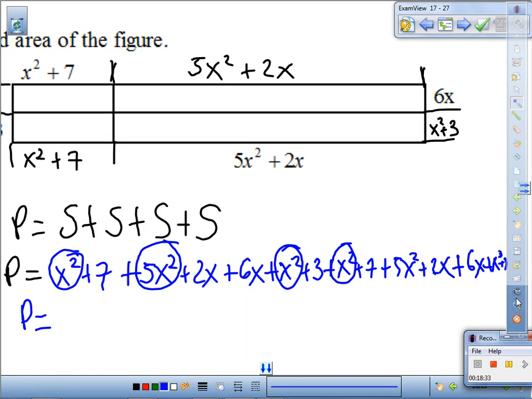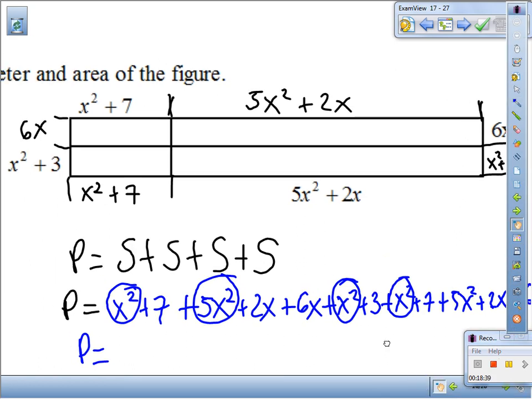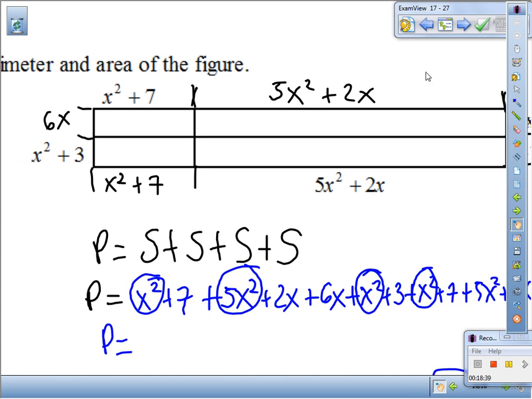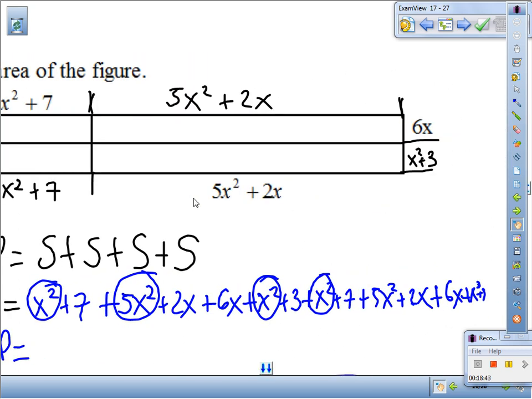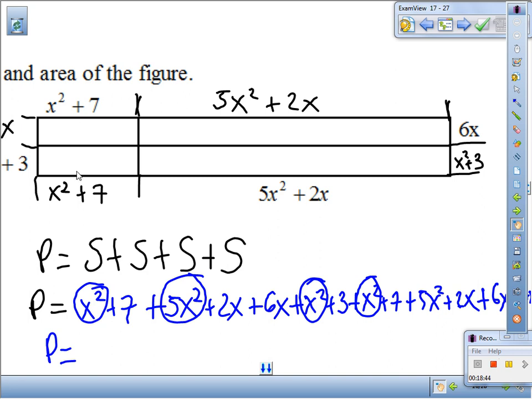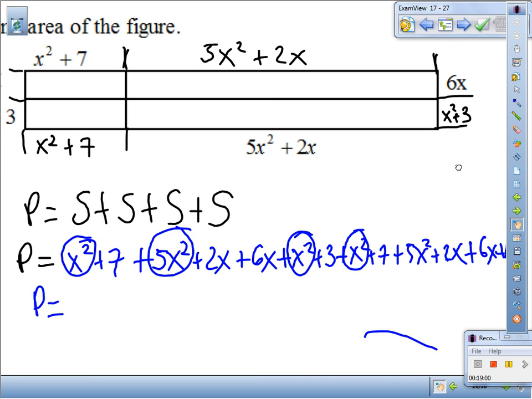All right, sorry, this is number 17. I'm going to go back. First we label, trying to find the perimeter and area. First we label all our sides, all the little pieces. And then to find the perimeter, we add 4 sides: 1, 2, 3, 4. This is the 4-sided figure, the only thing that's divided. So we write each side and add each side all the way through. Okay? So now we're combining.